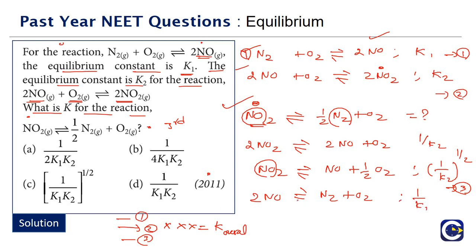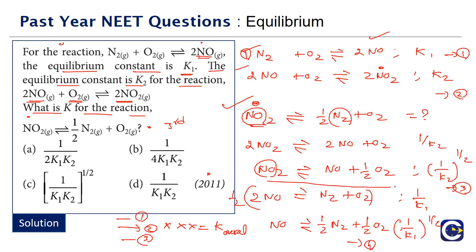But that is not all. We have to multiply this by half. If you multiply this by half, check what is going to come: NO gives rise to half N2 plus half O2. Accordingly, the equilibrium constant will be raised to the same power, 1 by K1 power half. Now this is equation 4. Look at this: equation 3 and equation 4.